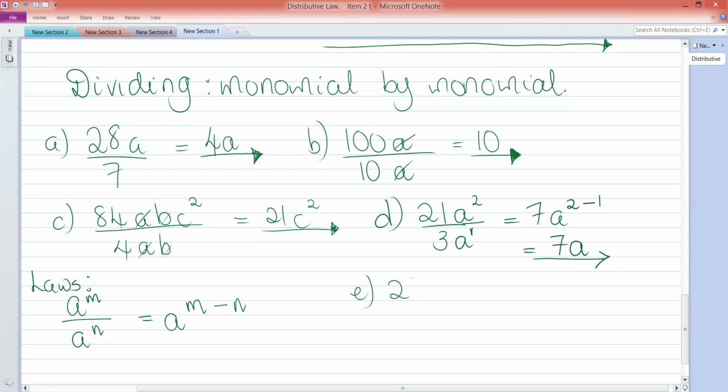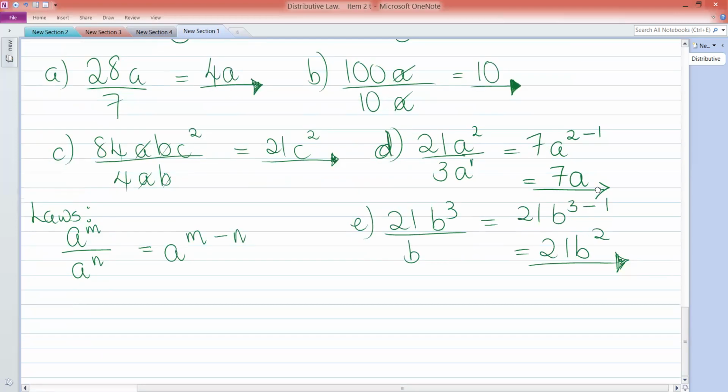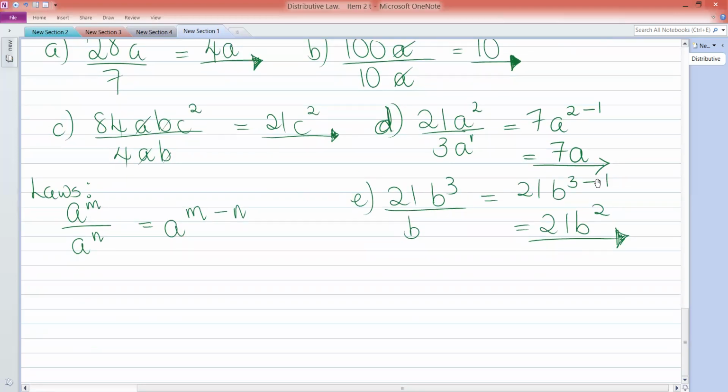Let's do another one. Let's say you have 21b to the power of 3 divided by b. What's our answer going to be here? 21b squared. Well done. And you did that by saying b to the power of 3 minus 1, which gives us 21b squared. Well done.